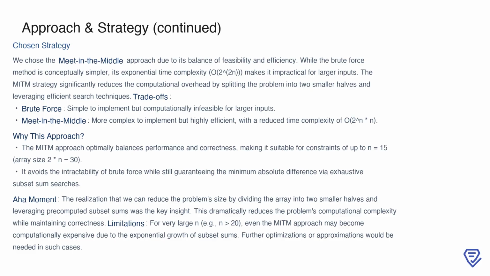The key insight, or aha moment, behind this approach was realizing that the problem size could be reduced by splitting the array in half and pre-computing subset sums, which dramatically improves efficiency while maintaining accuracy. However, it's worth noting that even the MITM approach becomes computationally expensive for very large values of n, such as n greater than 20, due to the exponential growth of subset sums. In such cases, further optimizations or approximations would be necessary to scale the solution.